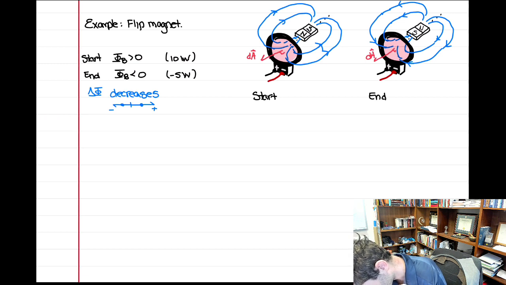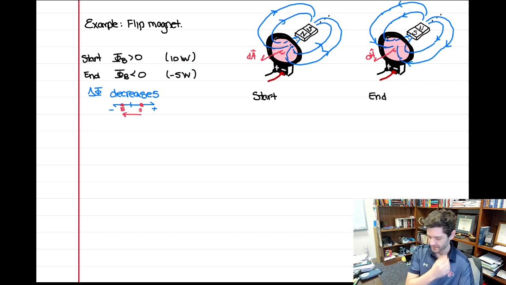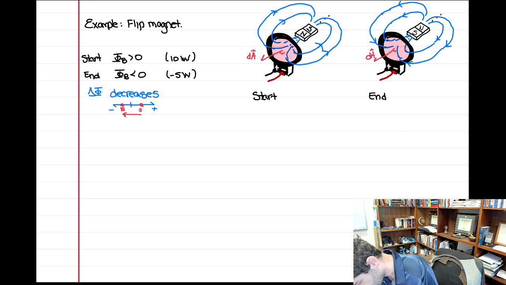Here's a different color. Maybe that's the end, it's the start. Seems like there's a tendency to go that way, in the negative direction. Okay, so we might say decreases, it's negative, whatever. It's not confusing to you.